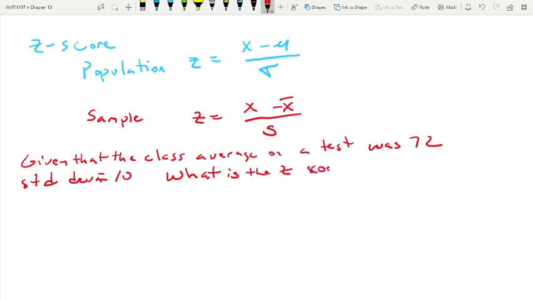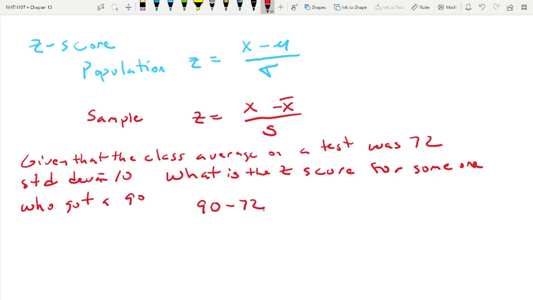Z-score. Try that again. So what is the z-score for someone who got a 90? My z-score for this person, z, is going to be 90 minus the 72 over 10. So this is going to be 18 over 10, and we get a z-score of 1.8.